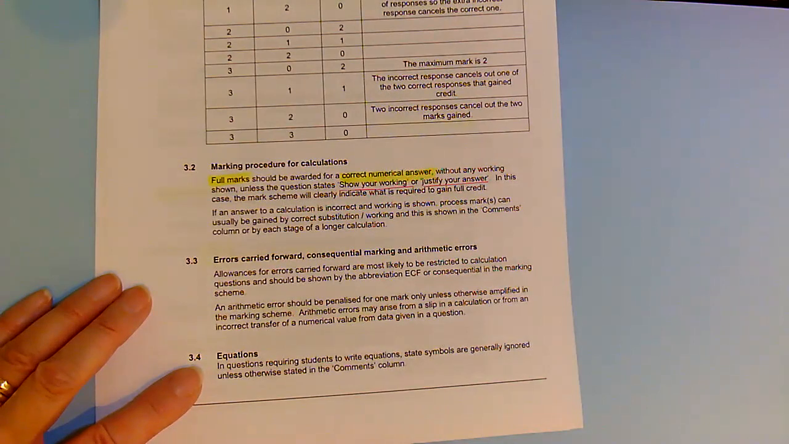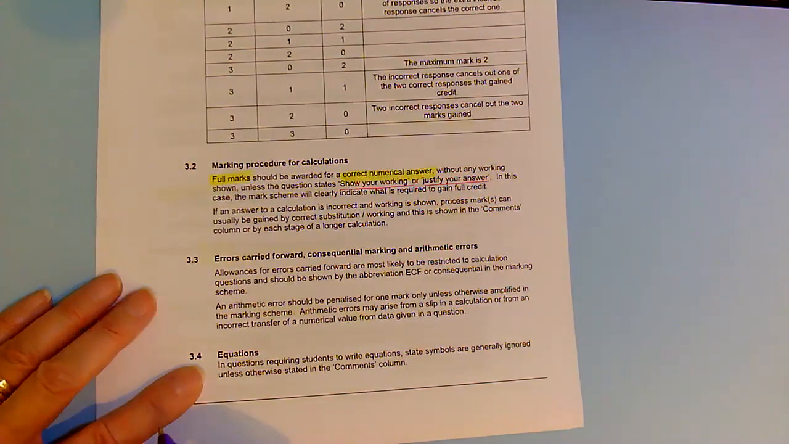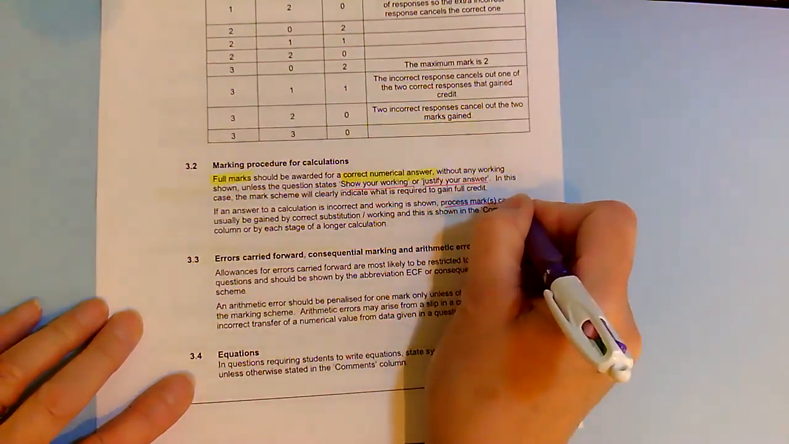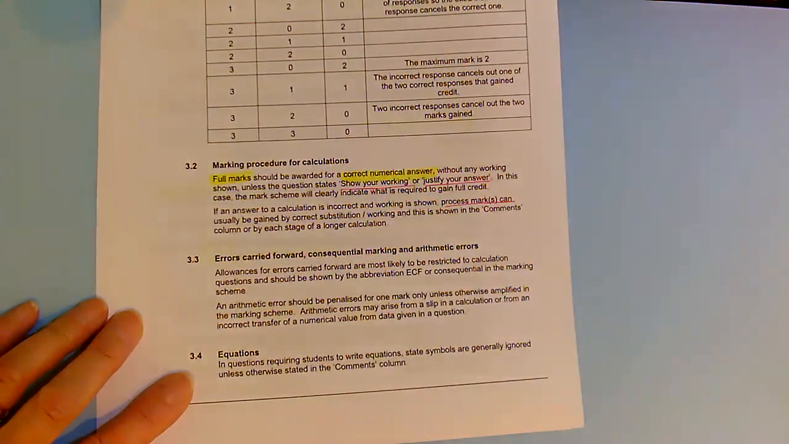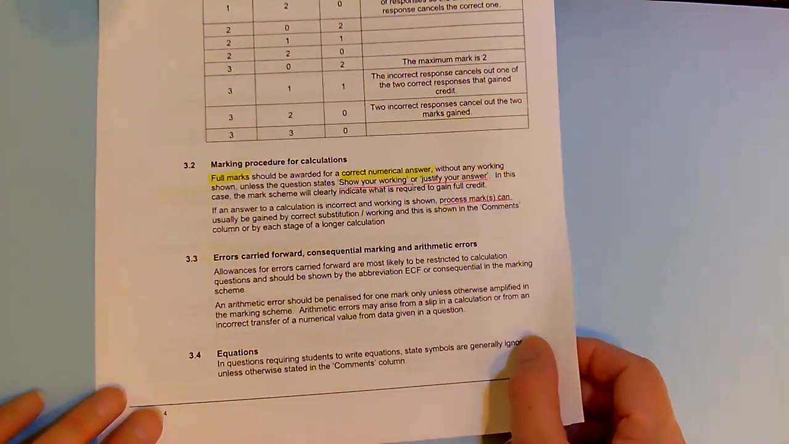However, it's always good practice to show your working out, because what you can get are process marks and error carried forward marks. And that is stated here. So you may get process marks by showing your calculations. And I would always urge you to show your calculations regardless.